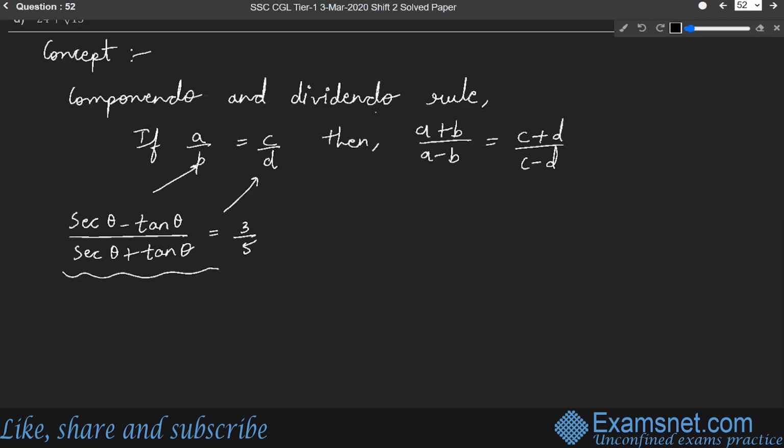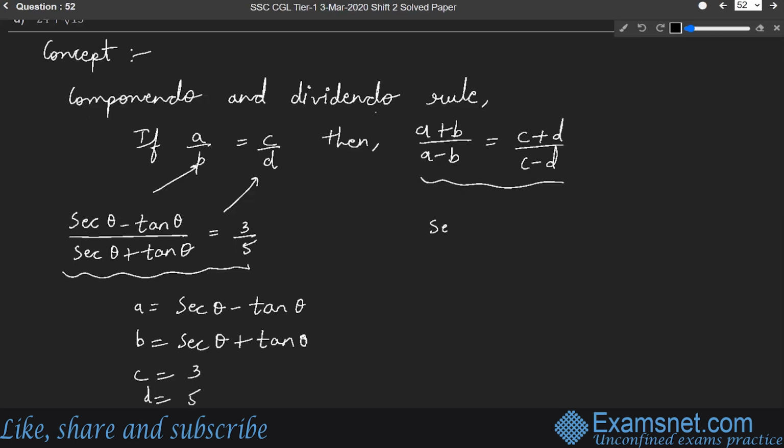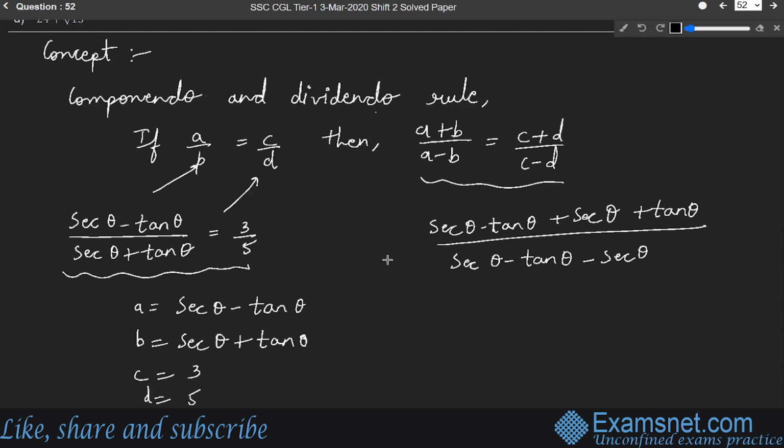When we compare this expression with A by B is equal to C by D, what is A? A is sec theta minus tan theta. What is B? B is sec theta plus tan theta. Similarly, C is 3 and D is 5. So let's substitute the value here. A plus B means sec theta minus tan theta plus sec theta plus tan theta divided by A minus B. So A is sec theta minus tan theta minus B. So minus sec theta and minus tan theta. All right. It is A minus B, which is sec theta minus tan theta minus sec theta minus tan theta.